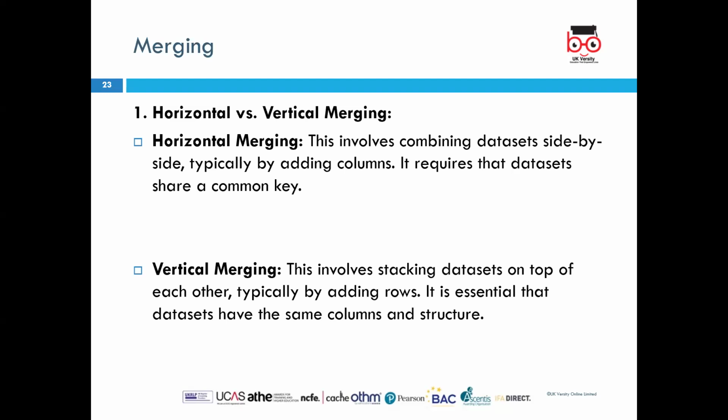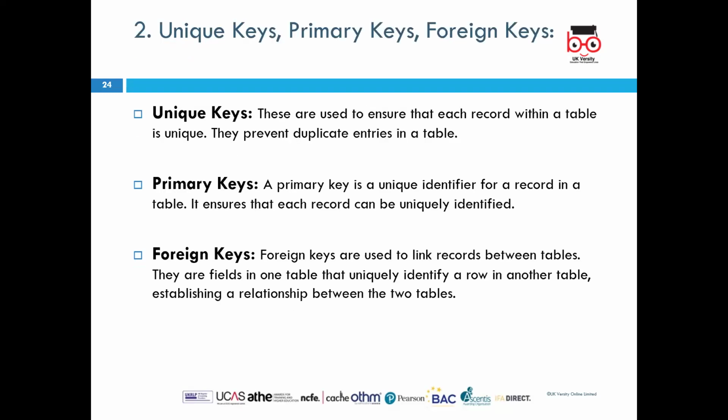Merging. So we have different types of merging, such as horizontal and vertical merging. With horizontal merging, we combine data sets side by side, typically by adding columns, while vertical merging involves stacking data sets on top of each other, typically by adding rows.